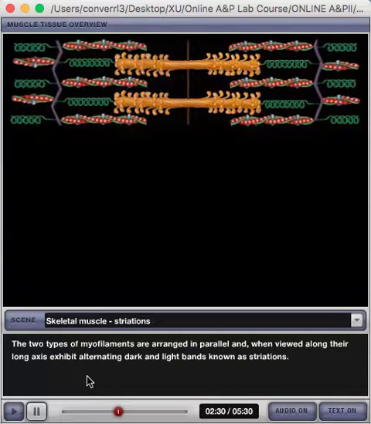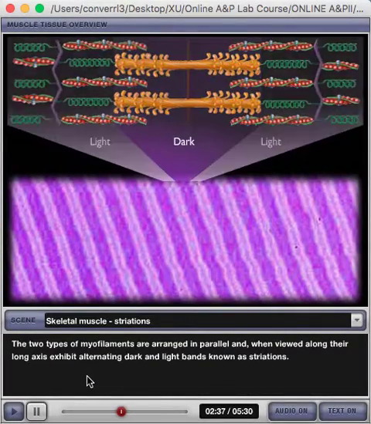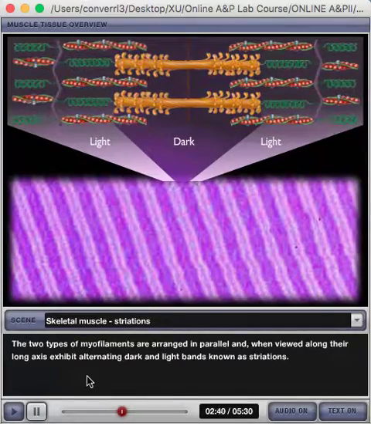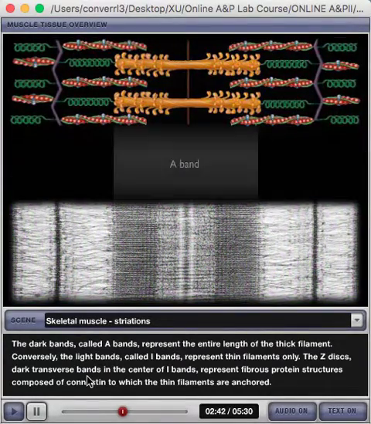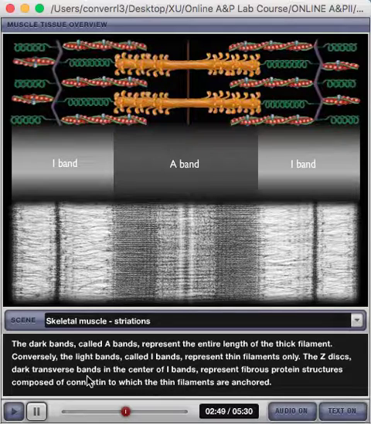The 2 types of myofilaments are arranged in parallel, and when viewed along their long axis, they exhibit alternating dark and light bands known as striations. The dark bands, called A bands, represent the entire length of the thick filament. Conversely, the light bands, called I bands, represent thin filaments only. The Z discs, dark transverse bands at the center of the I bands, represent fibrous protein structures composed of connectin, to which the thin filaments are anchored.